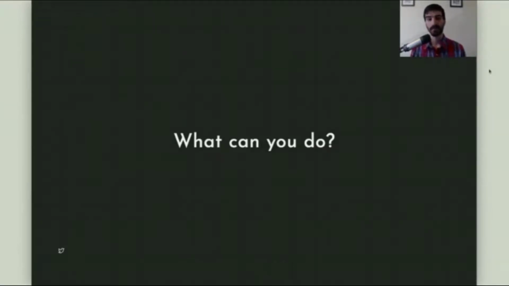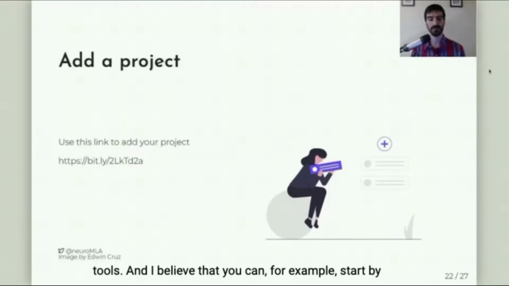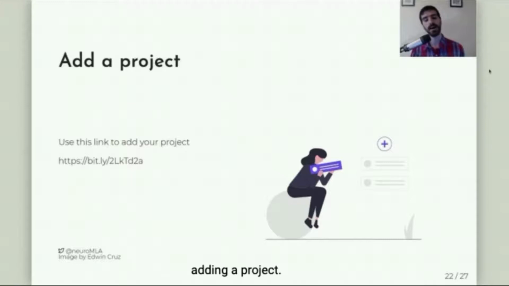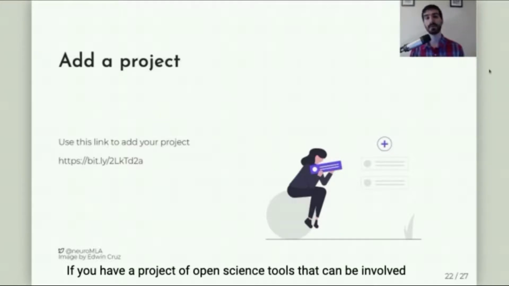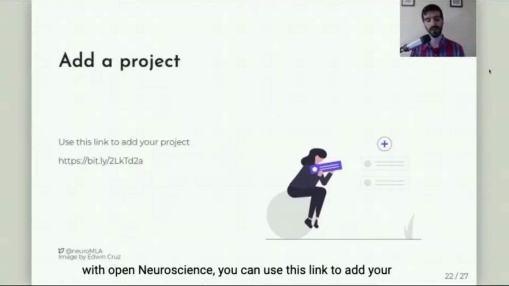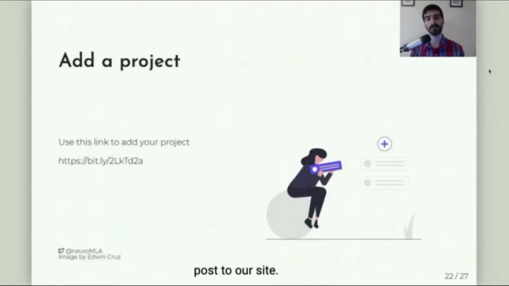So what can you do? I wanted to switch gears here and get in contact with you, because I believe that you can do a lot for open science tools. For example, you can start by adding a project. If you have a project of open science tools that can be involved with open neuroscience, you can use this link to add your project to our site, or you can share this link with somebody who has a project that you know. Just using this link, it is very easy to add posts to our site.